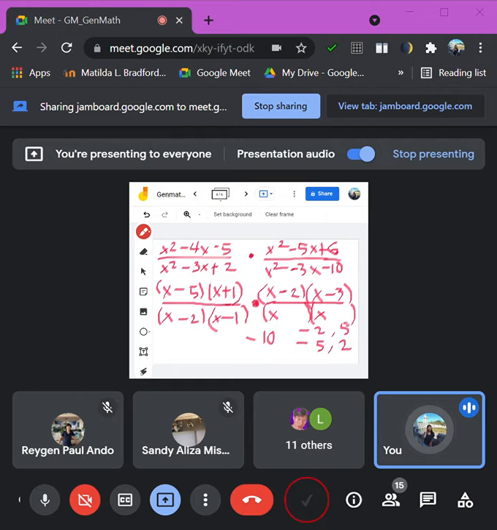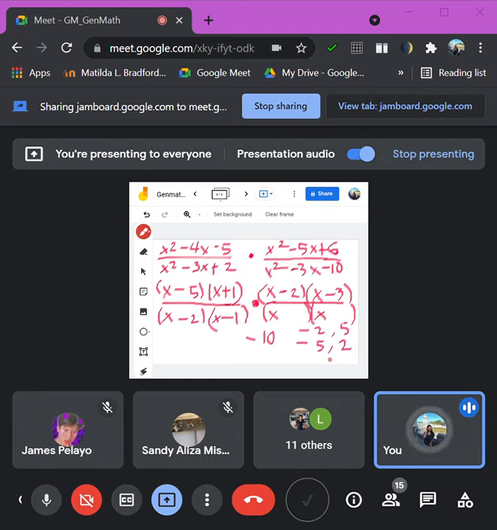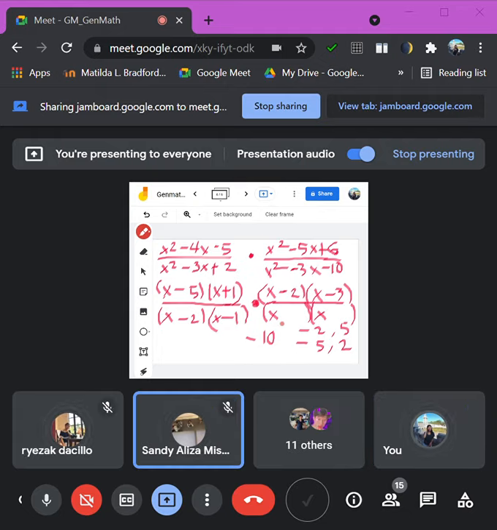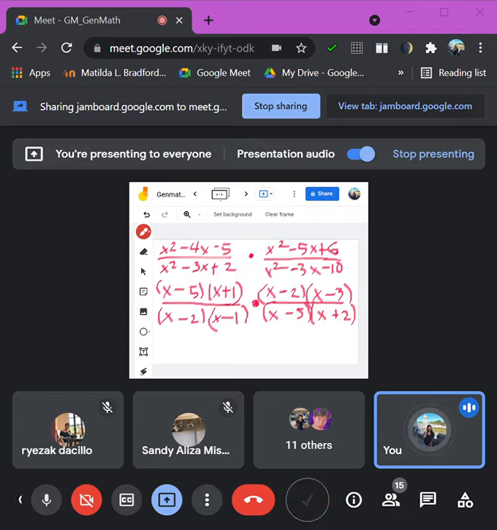So which of these should we use so that when we add them, negative 3 comes out? Is it 2, 5? The first one, sir. Okay, very good. So we're going to use negative 5, 2, because negative 5 plus 2 is negative 3. So that is how simple you're going to factor numbers.